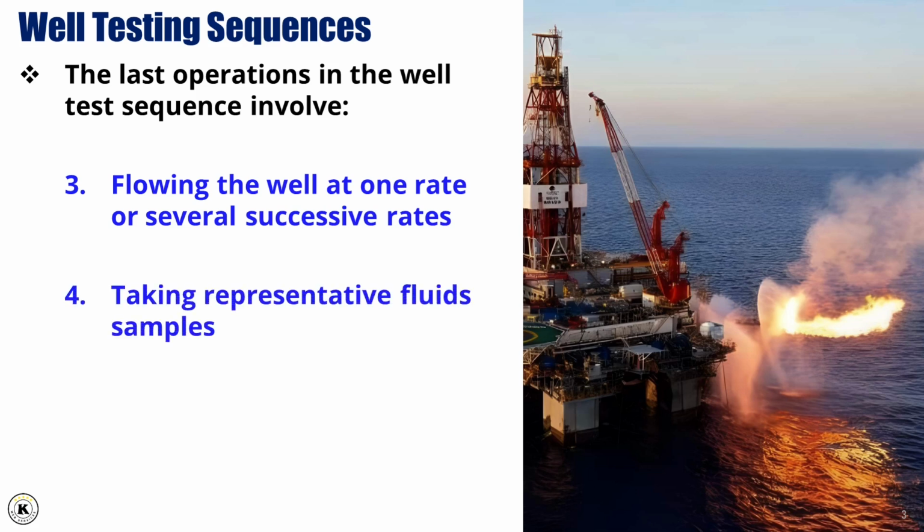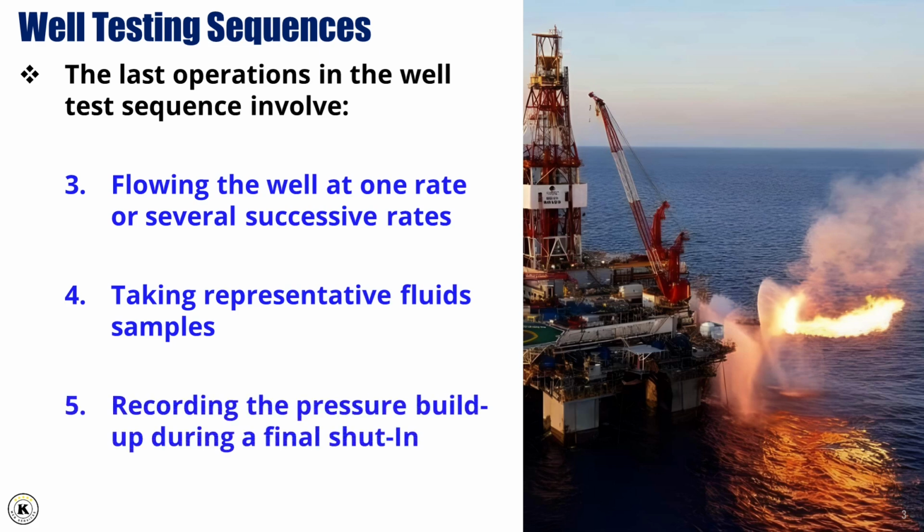4. Taking representative fluid samples. At this stage, fluid samples are collected to determine the composition of the produced fluids, such as oil, gas, and water. These samples are essential for understanding the reservoir's characteristics, such as the gas-oil ratio, water content, and fluid properties: density, viscosity, and API gravity. Taking representative samples ensures that the measurements accurately reflect the well's production over time and under varying flow conditions. The samples are often sent to the lab for further analysis, providing data that is crucial for reservoir management and optimization of future production.